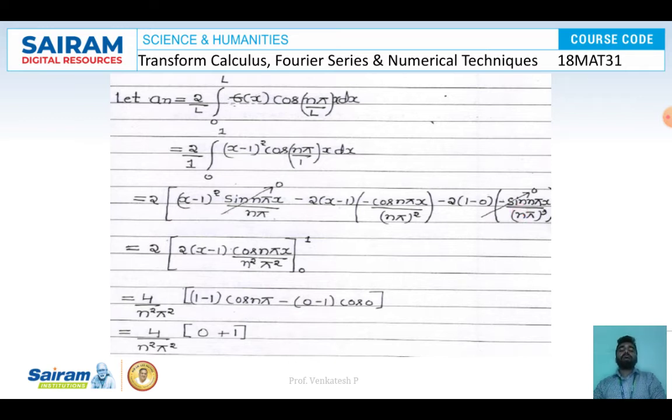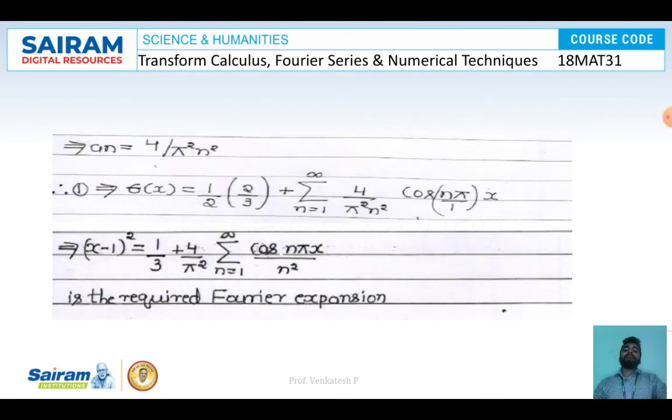So now after applying the limit, sine n pi will become 0 for both upper and lower limit. So directly I am replacing 0 here and dealing with only this term, that is 2 times 2 into (x minus 1) cos n pi x by n square pi square with the limit 0 to 1. Applying the upper limit, we got 4 by n square pi square into (1 minus 1) cos n pi, minus the lower limit, replacing x equal to 0, we got (0 minus 1) into cos 0. So we got 4 by n square pi square into (0 plus 1). Therefore the value of an will be equal to 4 by pi square n square.